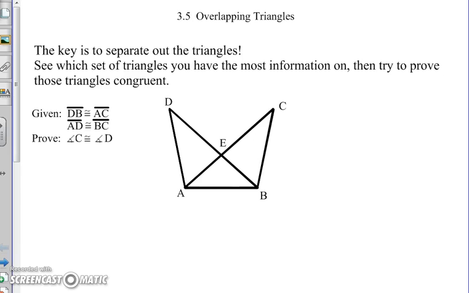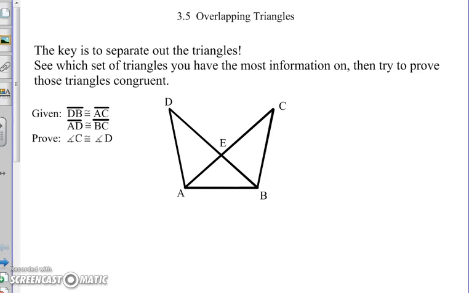Go, class. All right, so we're going to do 3.5 overlapping triangles. Do you have your highlighters? Do you have your colored pencils or your different colored pens? If not, get those out. You're going to want to have them today to help you to separate these triangles.